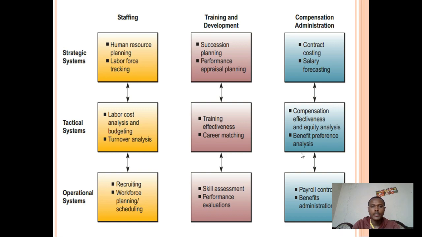Here is the complete list of uses of the human resource information system. As you can see, staffing, training, compensation, strategic system, tactical system, operational system, and all of them are listed here.